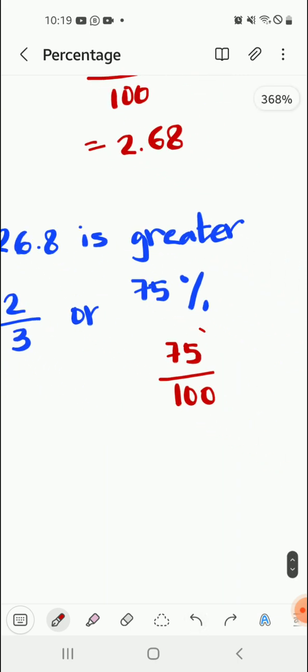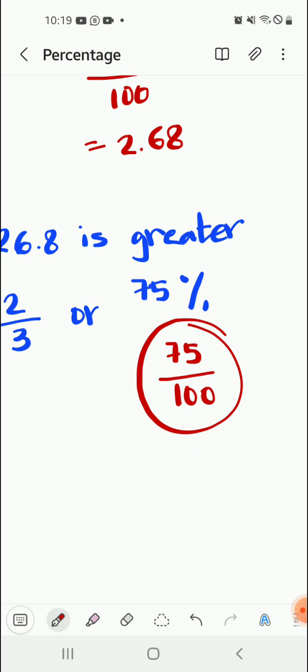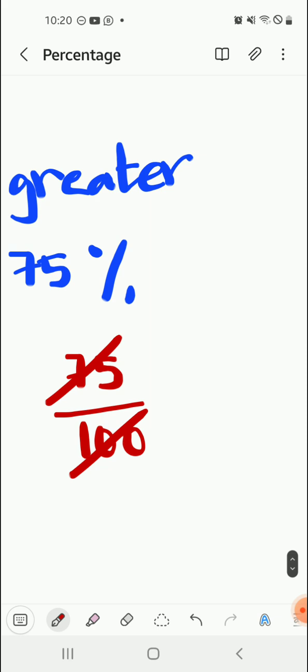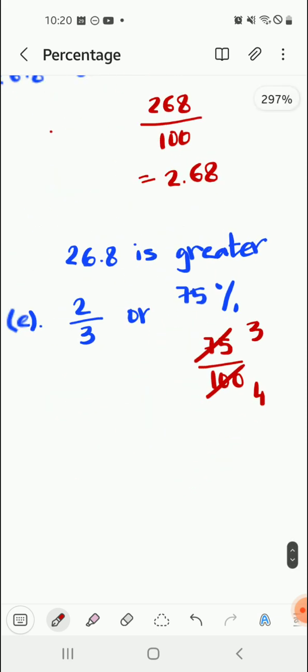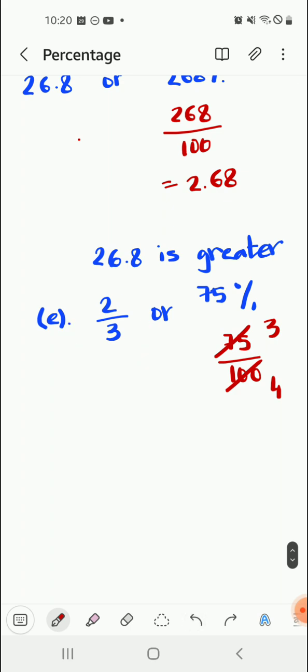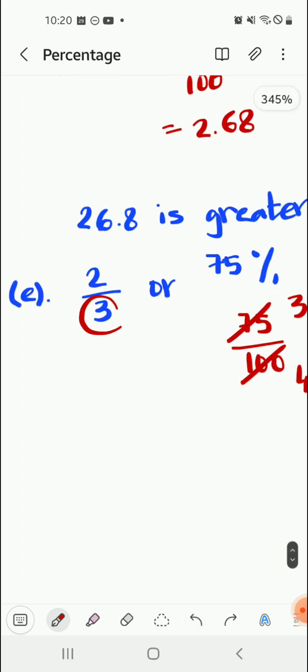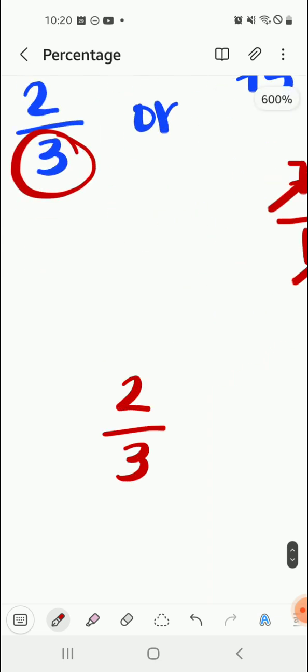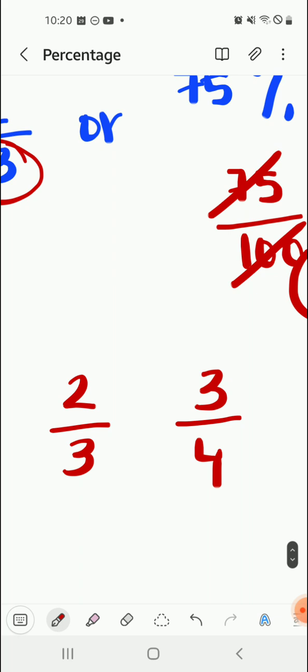And what we are going to do is reduce this, so that we get a reduced form of 75%, and then our comparison becomes easier. You see, 75 and 100 both will get divided by 25. 25 into 4 is 100 and 25 into 3 is 75. So we get 3 by 4 and here we have got 2 by 3. Now we need to compare them, because here we have got 3 and here we have got 4. So we are going to do this the same way as we compared fractions earlier.